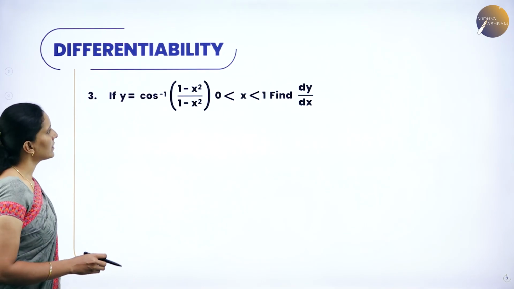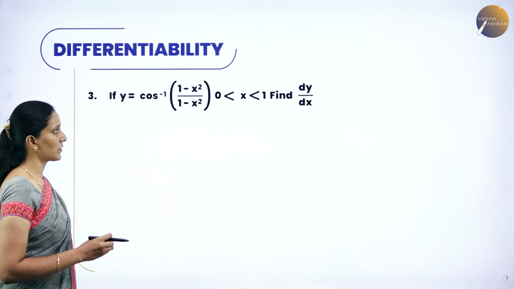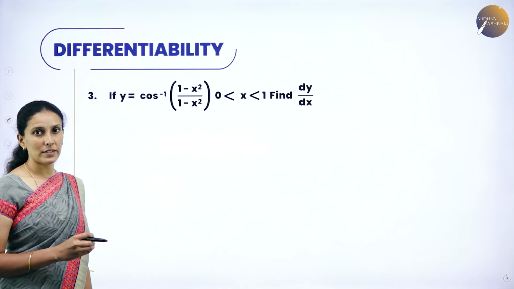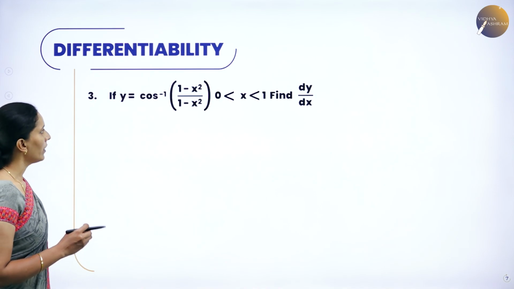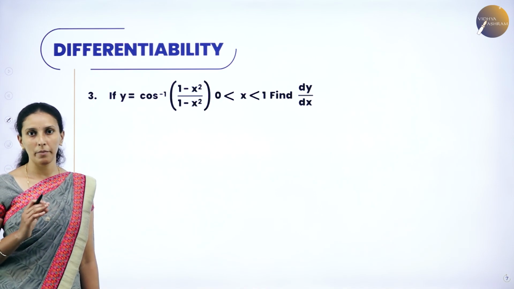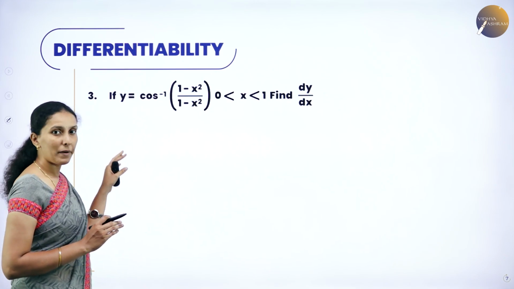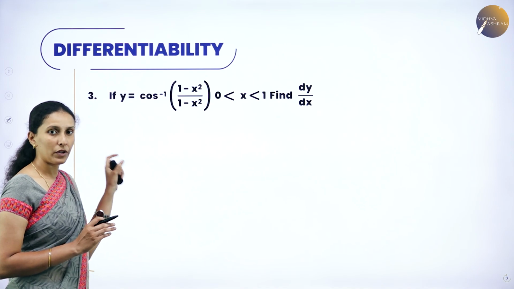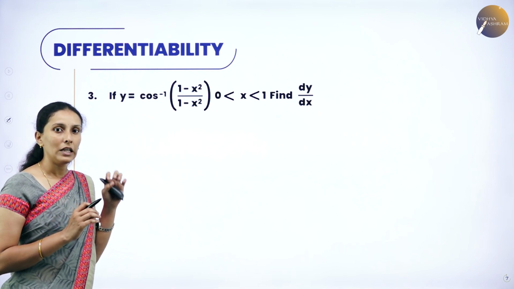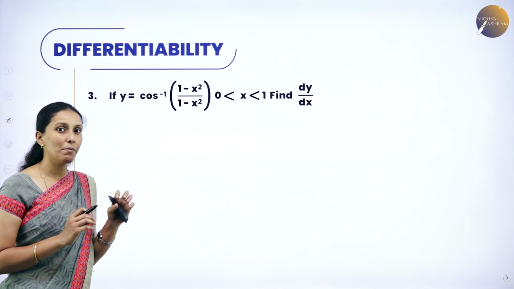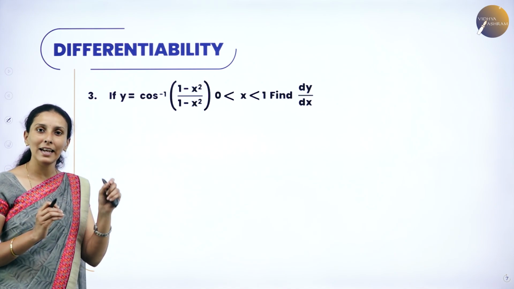Next, if y is equal to cos inverse of (1 minus x square) divided by (1 plus x square), where x lies between 0 and 1, find dy by dx. So here you have an inverse trigonometric function. You have already found the simplification of this type of equations in the inverse trigonometric lesson, that is, write the following inverse trigonometric functions into simplest form. Now here I'll convert this into simplest form and then I'll derive it.